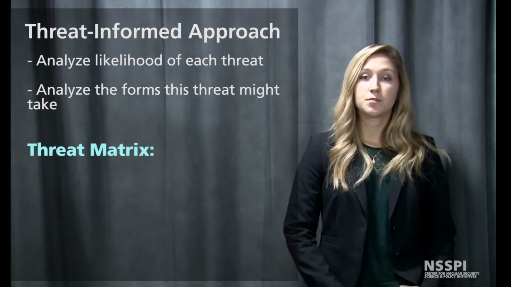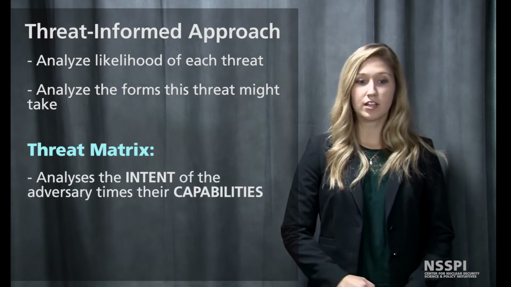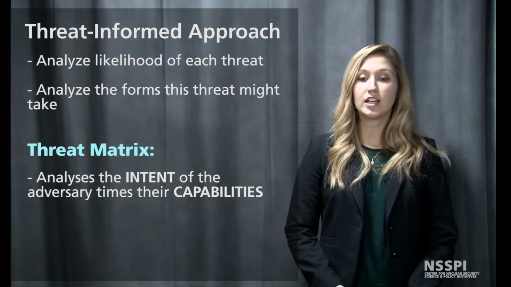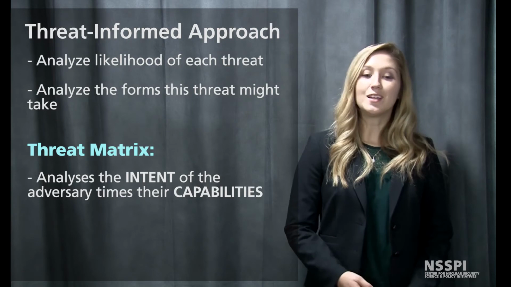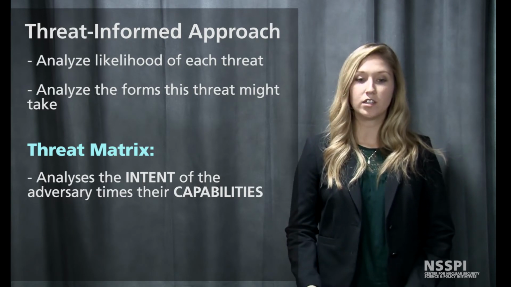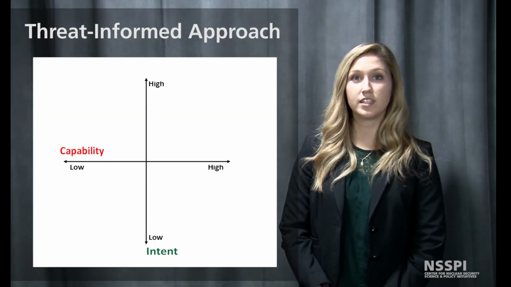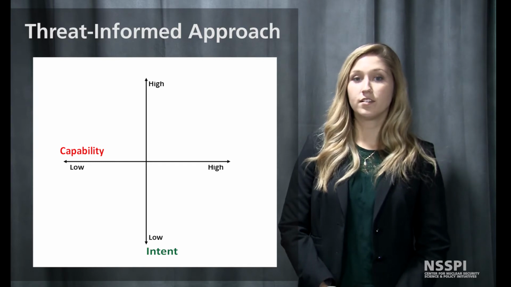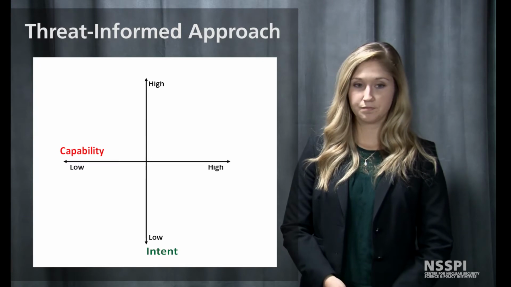A threat matrix basically analyzes the intent of an adversary times their capabilities. The intent would be how determined an adversary is to access protected material. The capability would mean the material means by which they would access the nuclear material. These terms are then placed on a matrix like the one that you see here. The top right box is the box with the highest threat. The bottom left will contain the least threatening adversaries.